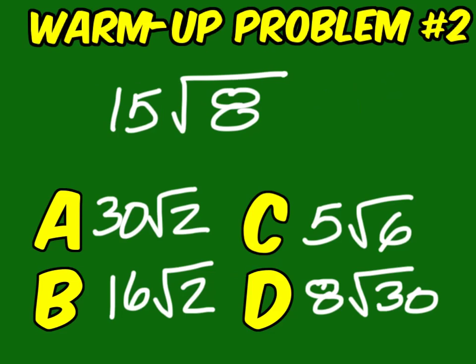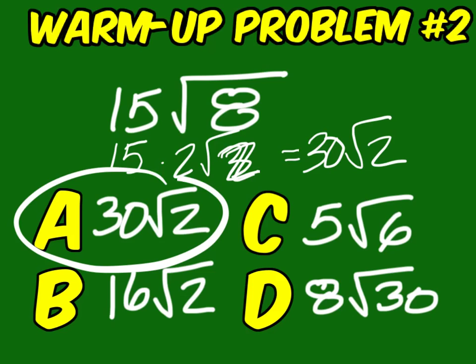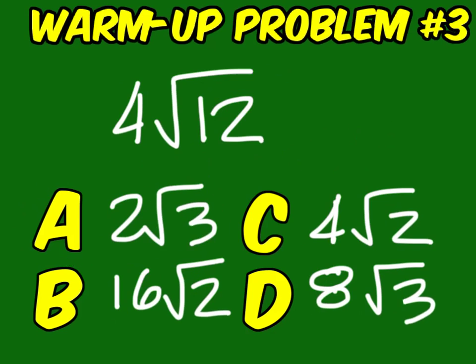On this one, remember the square root of 8 breaks up as 2 square root of 2. So that's a 2, not a 3. So it should be 30 square root of 2, which is A.